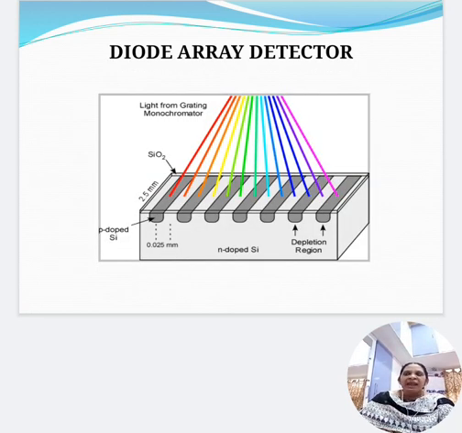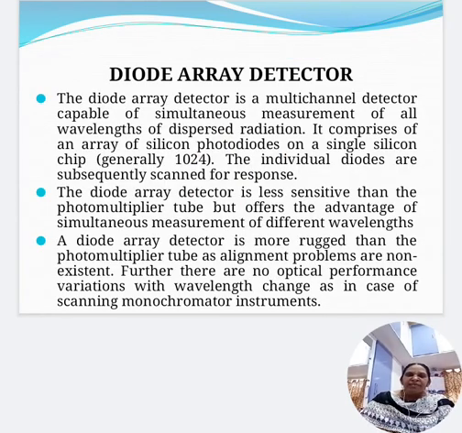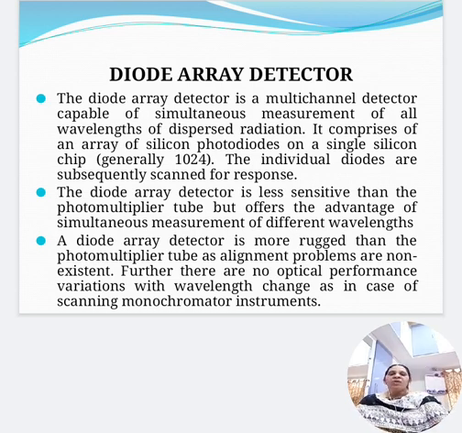See in the picture, the light from the grating monochromator gives different visible light. Each color is differentiated, so different radiations and wavelengths can be measured simultaneously. The diode array detector is a less sensitive detector when compared to the photomultiplier tube, but offers the advantage of simultaneous measurement of different wavelengths. A diode array detector is more rugged than the photomultiplier as alignment problems are non-existent.